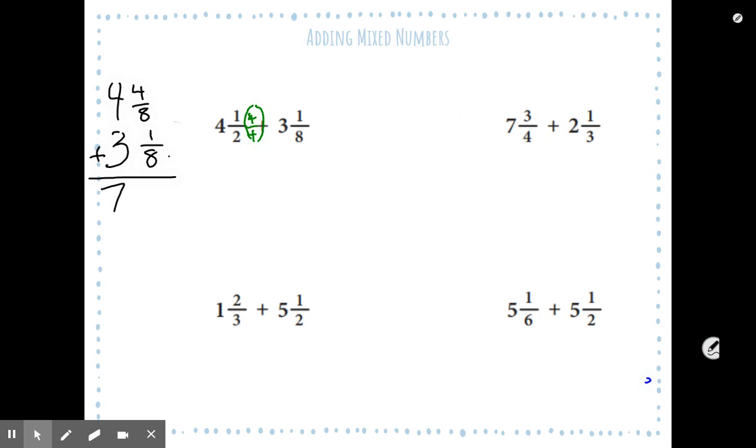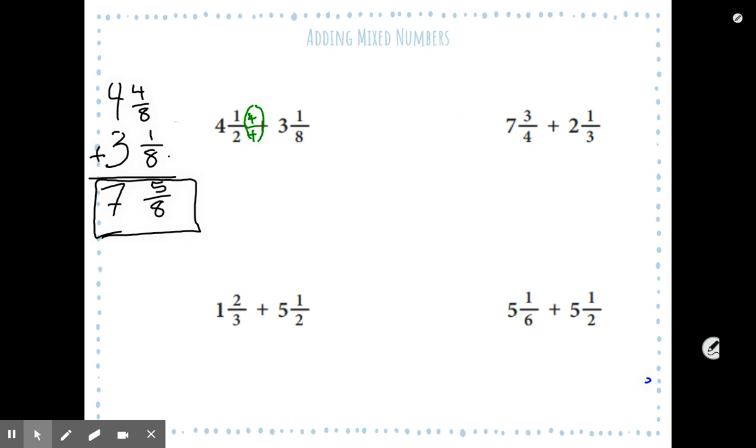What is 4 plus 3? Super easy. That's 7. 4 plus 1 is 5. Do I have anything to simplify there? No, there are no improper fractions, so I don't have to worry about dividing it out and adding a 1 to the whole number. Okay, that one was pretty easy.